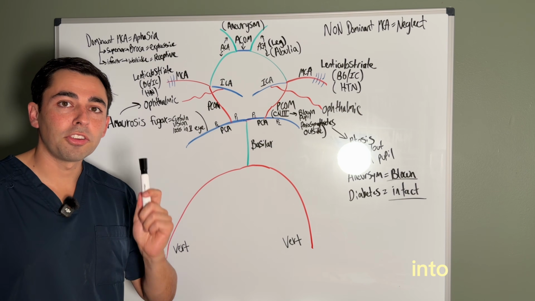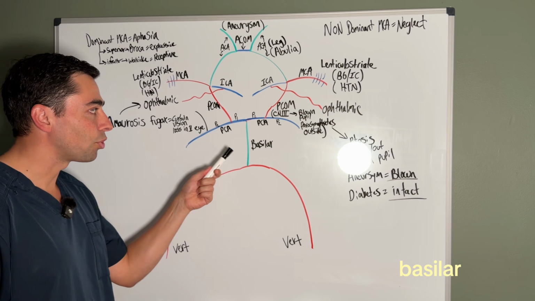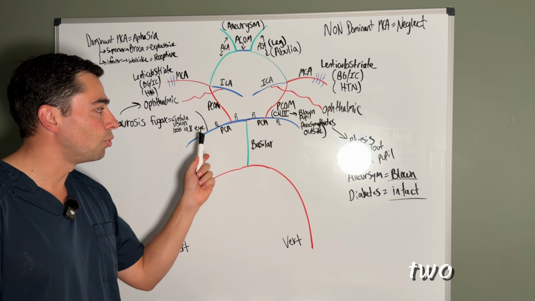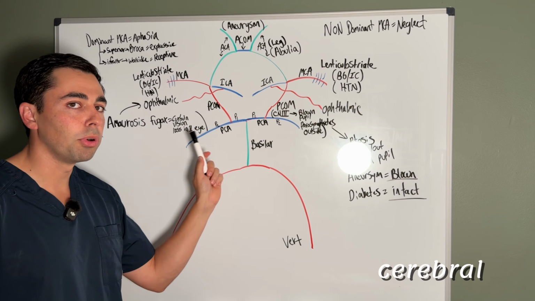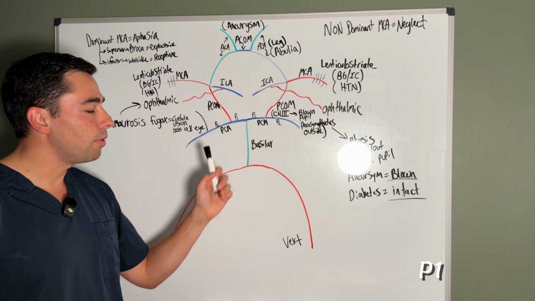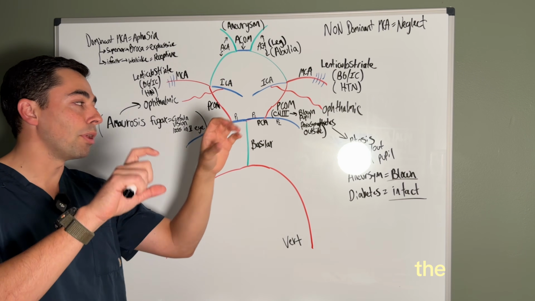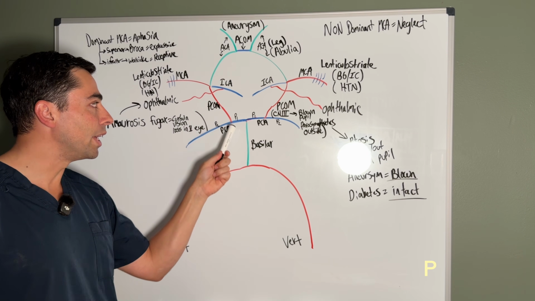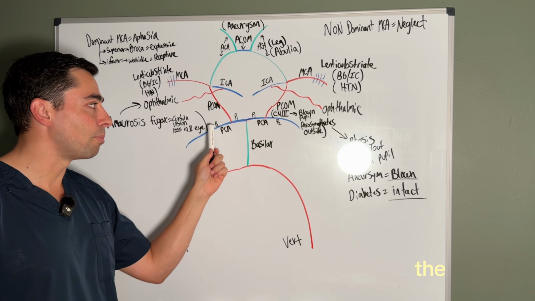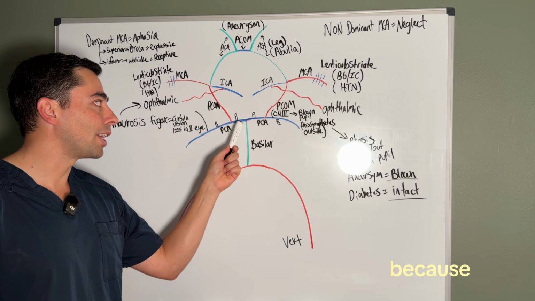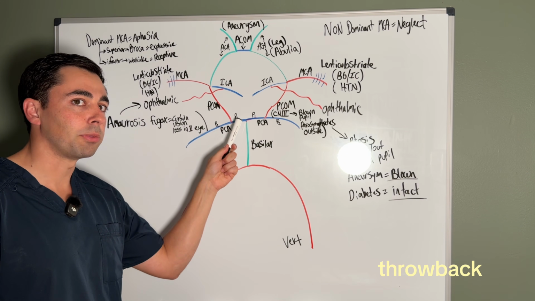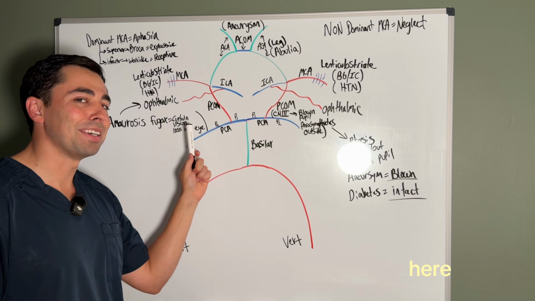Continuing our trek down into the posterior circulation, we have our basilar artery. Our basilar artery gives off our 2 PCAs, which are our posterior cerebral arteries. The P1, the 1 refers to the part of the blood vessel. The P1 is before the PCoM joins, and then afterwards is the P2. That's high yield because if there's a clot here, this is a thrombectomy candidate. If there's a clot here, probably not.